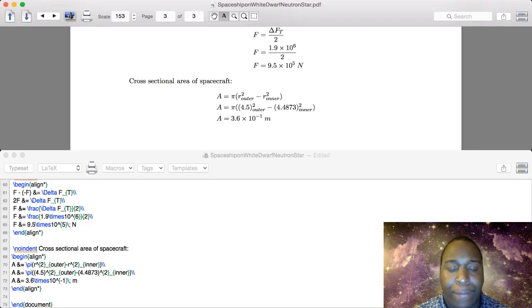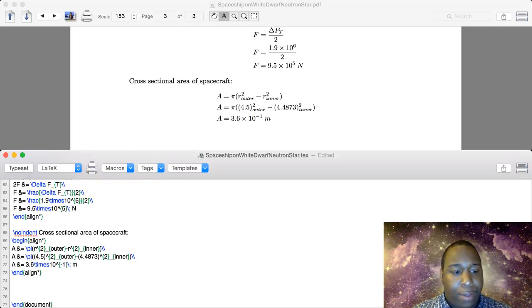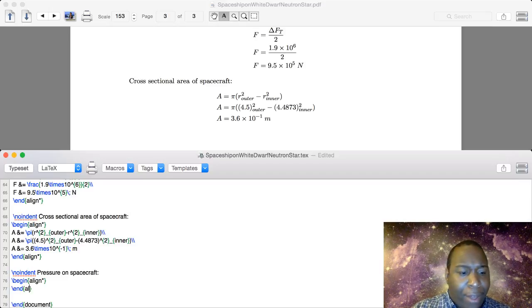All right, so next thing we have to do here is, of course, calculate a pressure that we're going to end up having on our space shuttle. To do this, we basically just take the force that we calculated earlier and divide it by the area, the cross-sectional area of our spacecraft. And guys, I apologize for going over time here.